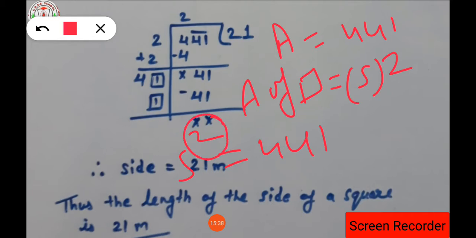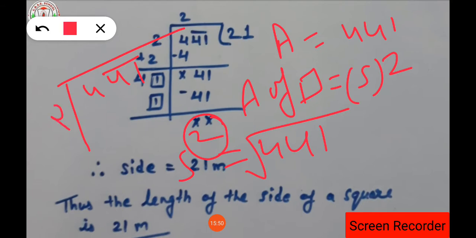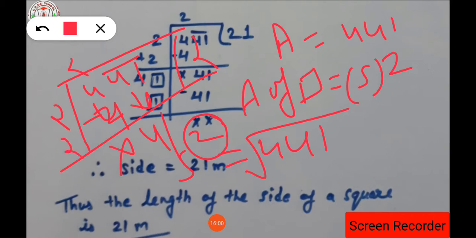So this square will go as a square root, so it will become square root of 441. Now everybody knows how to find the square root, making the pair from the right hand side, then performing the division method, isn't it? So 2 into 2 will become 4. So 4 minus 4 will be 0. Now 41 together will come in the next step. So 2 plus 2 will become 4.